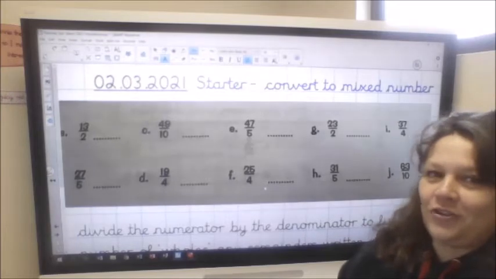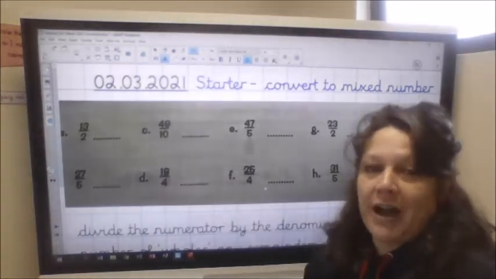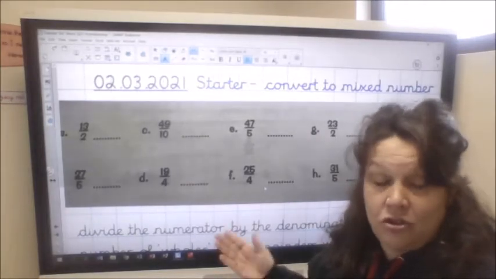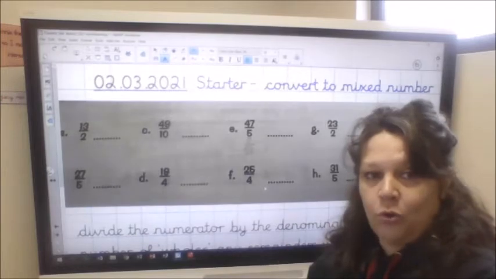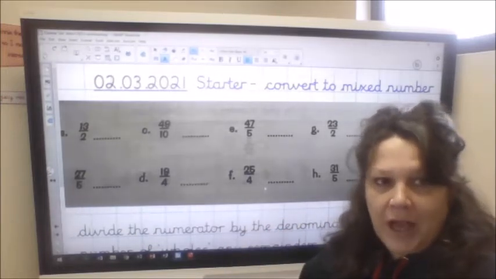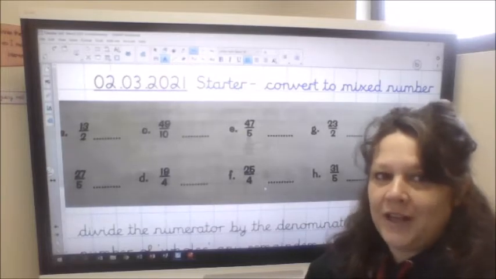And what you're going to do for your starter activity today is convert these improper fractions to mixed number fractions. Remember, a mixed number fraction tells us how many wholes and how many parts. Okay, so I'm going to just remind you how we do that.